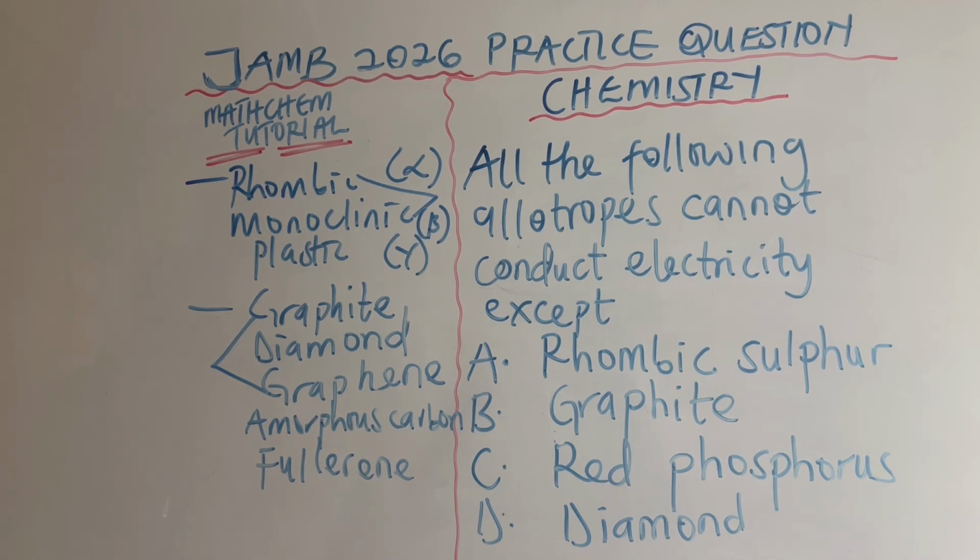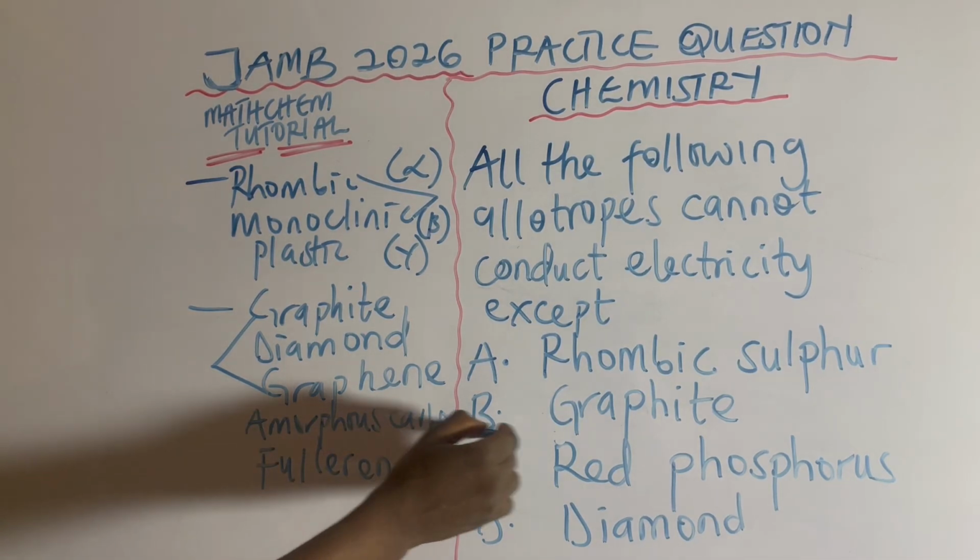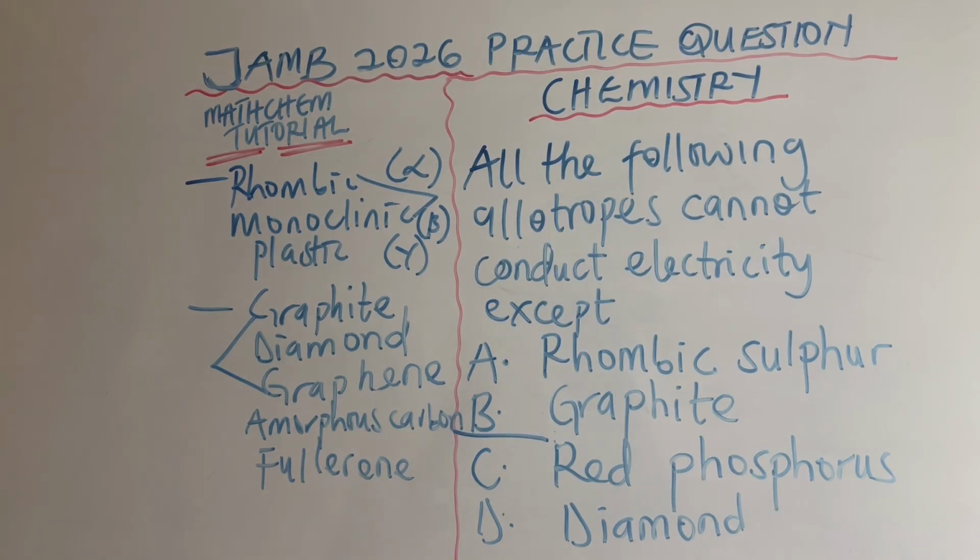So graphite conducts electricity. For this question, the correct answer is graphite. Now, why does graphite conduct electricity? It conducts electricity because it has free electrons. The electrons are not closely packed, they are not jam-packed together.